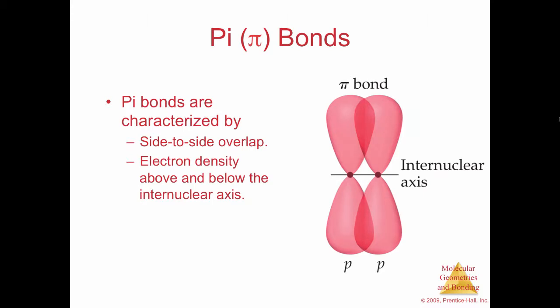In almost all cases, single bonds are sigma bonds. A double bond consists of one sigma bond and one pi bond, and a triple bond consists of one sigma bond and two pi bonds.